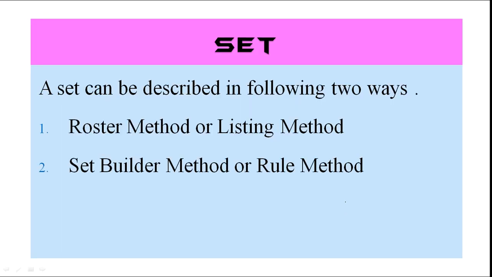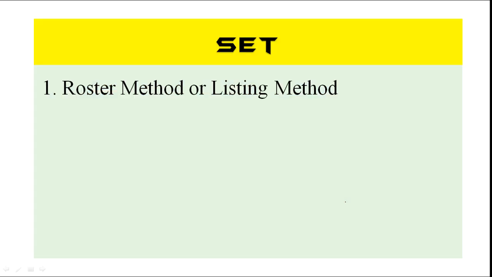Okay. A set can be described in following two ways. The first one is roster method or listing method, and second one is set builder method or rule method. Okay, let us understand them. The first one is roster method or listing method. In this method, each and every element of the set is listed. Suppose what I wrote in the previous slide, if I list all the vowels of English alphabet, in this method we are listing each and every element of the set, right? So, this is roster method or listing method.